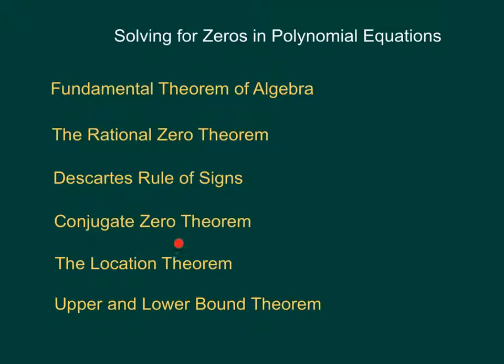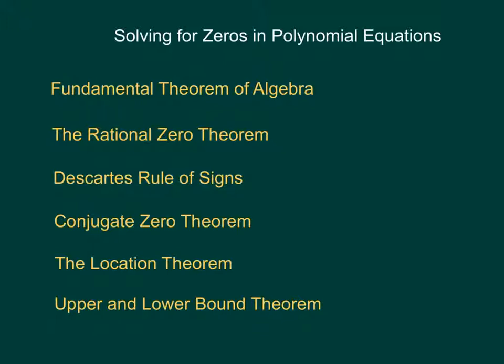And then the conjugate zero theorem, that one is more to say that if I find an irrational zero or an imaginary zero, then I know its conjugate is also a zero. This is kind of the very last one, and it usually shows up more with the quadratic equation. Okay, so there's a whole bunch of stuff going on here, but really the rational zero theorem is the big important one, and this is a good starting spot. Everything else is just going to help us along the way.